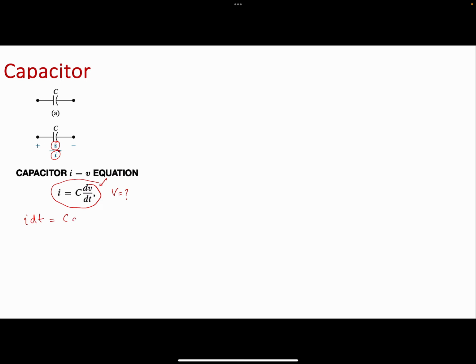So let's derive some very quick equations for the capacitor as well. Here is the symbol of the capacitor, the positive terminal and the negative terminal. Here are the terminal voltage and the current. Here is the equation that we saw in the previous slide. The current depends on the time rate of change of voltage. What I'm interested in is finding the value of V. So I'm going to take I times dt equals C times dV, and move C over there as well. So dV equals 1 over C I times dt.